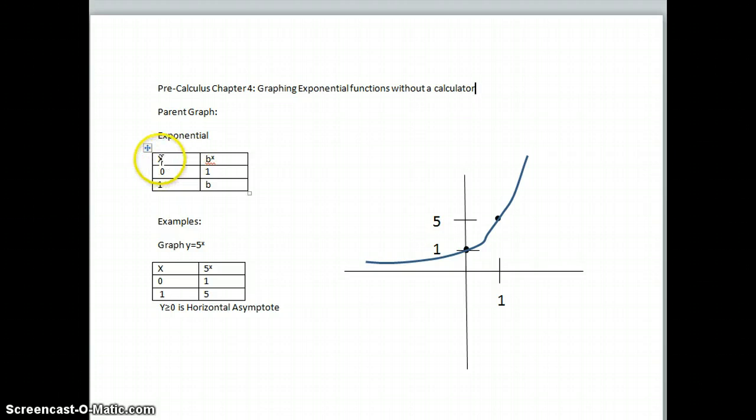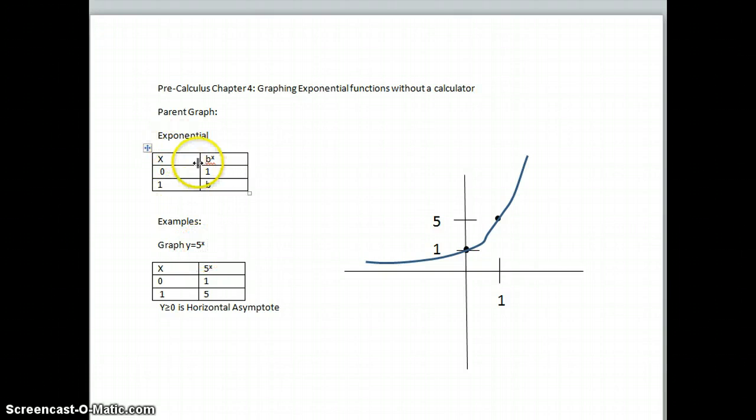The parent graph of an exponential function is pretty easy to remember. All you gotta remember is underneath the x part is going to be 0 and 1, and then underneath your b to the x part is going to be 1 and whatever b is. So let's try an example, shall we? We shall. Glad you're so enthused to do this. So we're going to graph y equals 5 to the x.